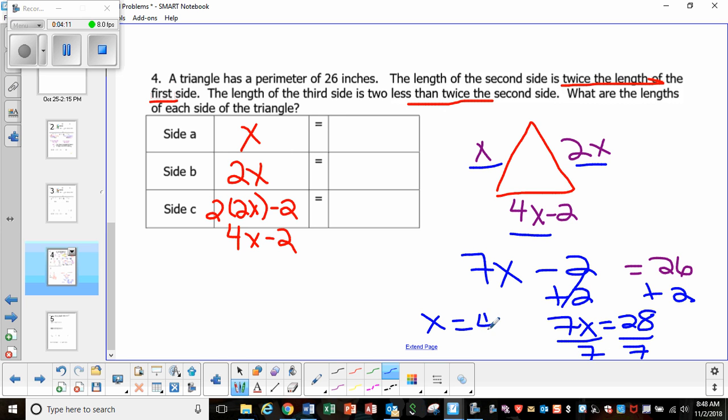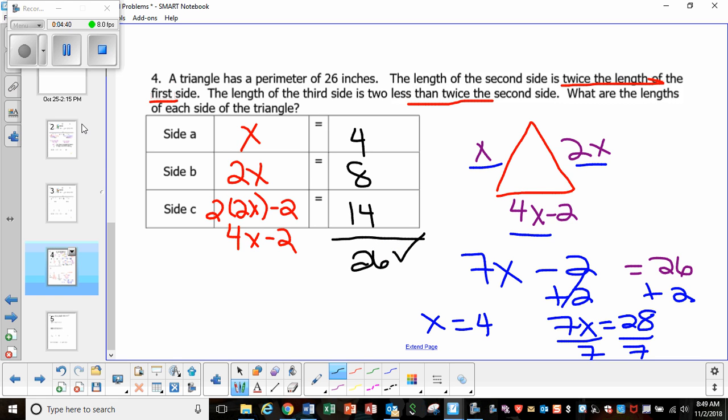So let's see if this works. If x equals 4, side B is going to be 8. And side C is going to be 2 times 4, which is 8, 8 times 2, which is 16, and 16 minus 2, which is 14. And if I did this correctly, all 3 of these should add up to 26. And so that's 4 plus 8 plus 14, which is 26. Check.